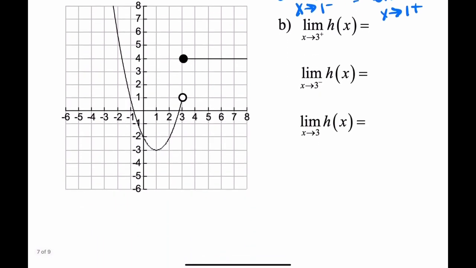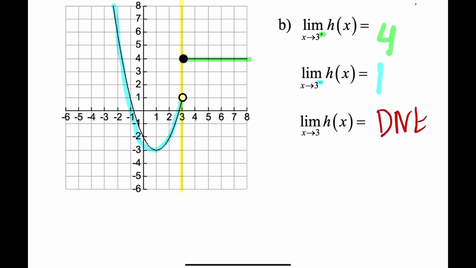All right. So same graph here. I'm still observing h of x, but now we're going to be looking at the x value of 3. Okay. So when I observe this limit from the right side, I'm approaching the y value of 4. When I look at the left side, I'm approaching the y value of 1. And the left and the right side do not match. So I'm going to say that the limit does not exist. And for my justification, it's extremely similar here.